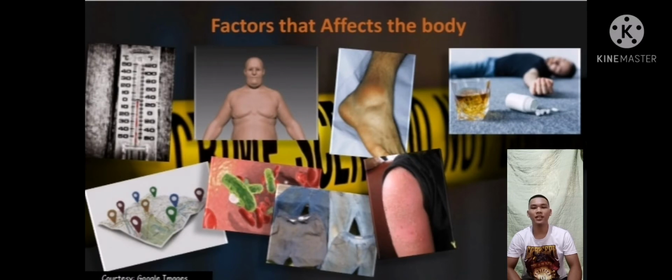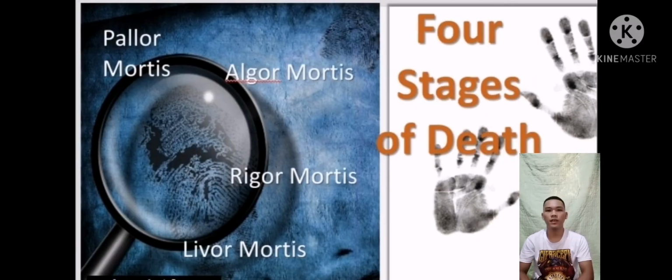These are the factors that affect the body, the mortem stages of death. These are the 4 stages: the pallor mortis, algor mortis, rigor mortis, and livor mortis. Death is one of the most fundamental facts of life. After we die, there are 4 stages of changes that occur in the body. They are used primarily to determine the time of death or post-mortem interval in forensic pathology, and they are also called early post-mortem changes.